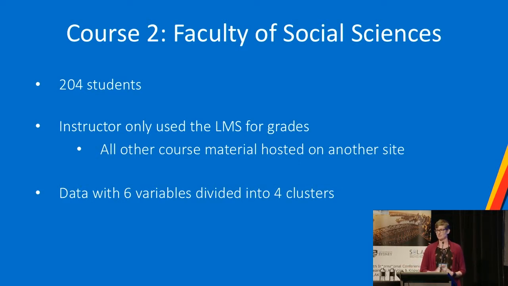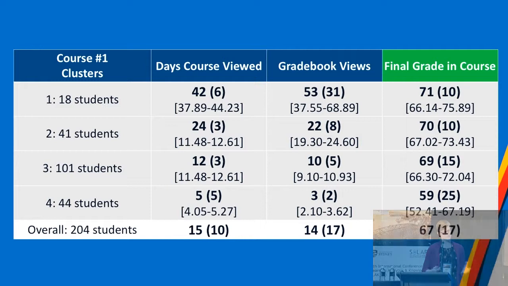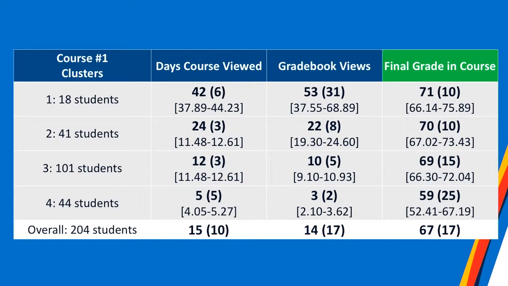So his data, once we fulfilled everything, was 6 variables divided into 4 clusters. You'll see that this data is not as clean; there is some overlap. You can see in the confidence intervals that there is some overlap in there. Looking at the grade book, which is the only thing that students were doing in this LMS, he rated it as highly important, but again, it's optional, so it's not something that's required in the course.